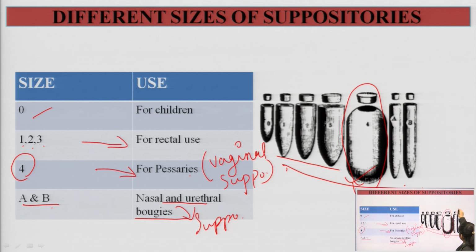Size A and B are even more conical, because they are inserted into the nasal and urethral bougies. The size and shape play a very important role, because where you are going to insert the suppository is of prime importance.